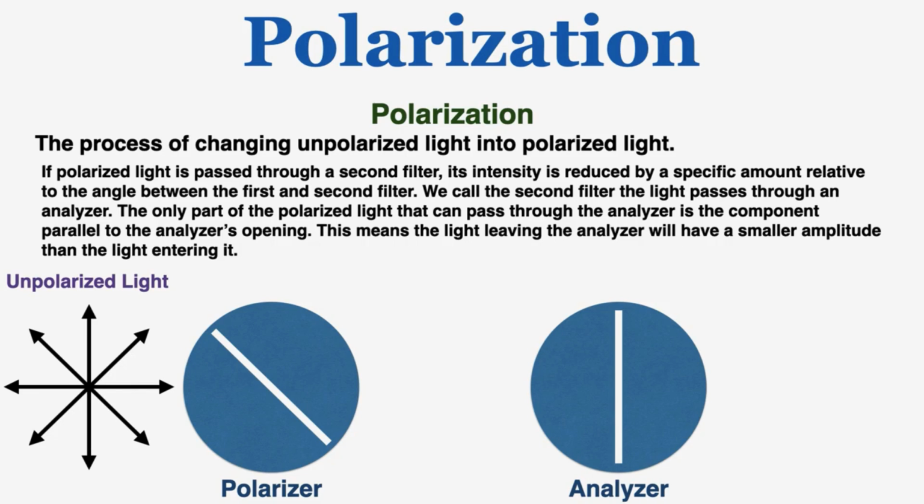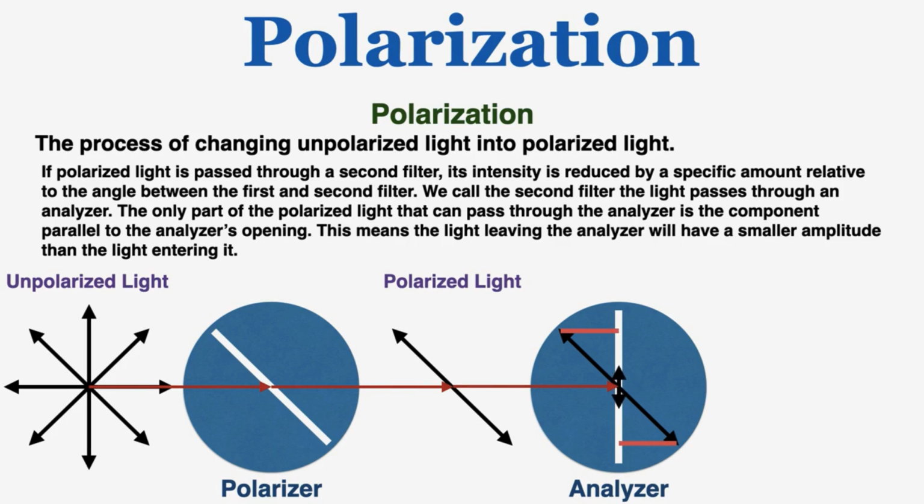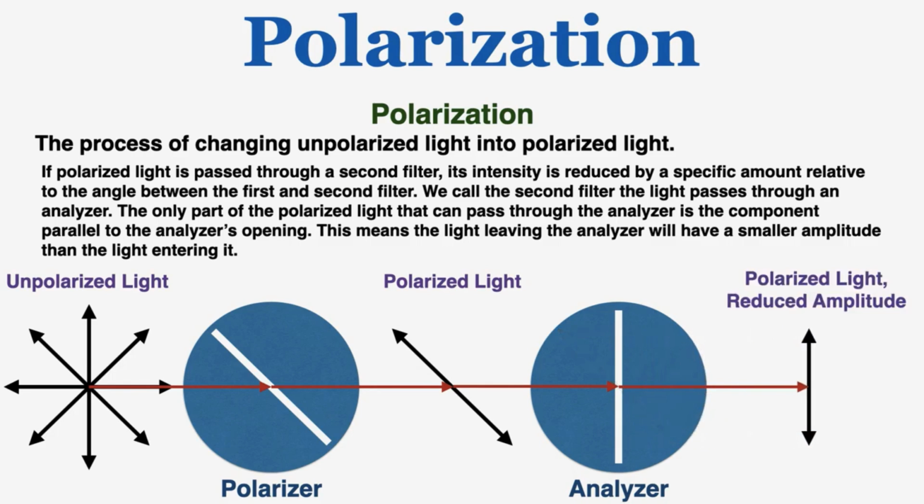So we'll follow through this full process. Unpolarized light encounters a polarizer and is then polarized along that one axis and now exists as polarized light. When it encounters the analyzer, the only component of it that can pass through the analyzer is the component parallel to the opening of the analyzer, which is smaller than that original polarized light.